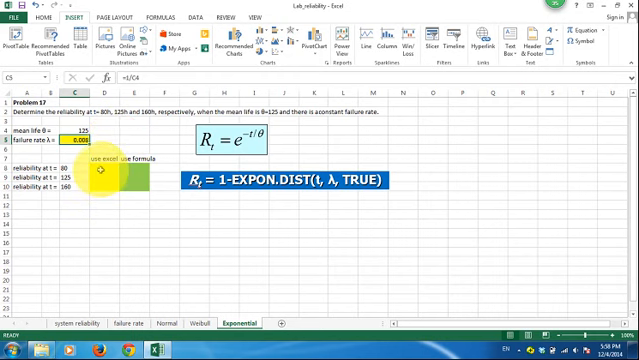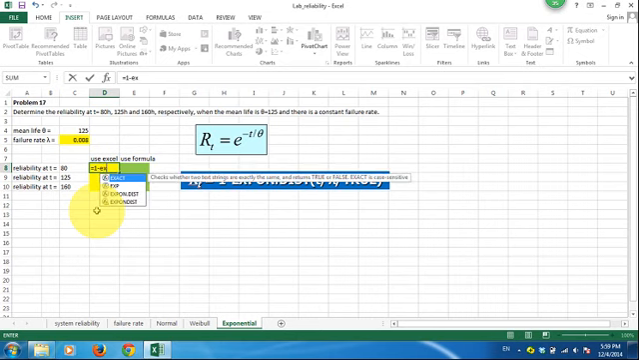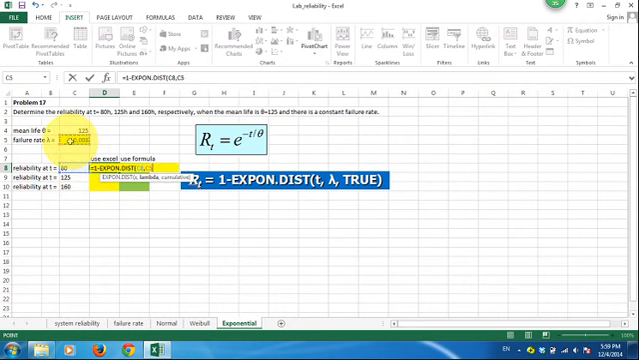If you want to use the Excel function, we want to find the probability that the part will last longer than t following an exponential distribution with the failure rate of 0.008. If t equals 80, then we use 1 minus, and you should choose the third one, EXPON.DIST. This is the exponential distribution. The first parameter is the t value, 80. The second parameter is lambda, the failure rate. And the third parameter is true, the cumulative distribution function.